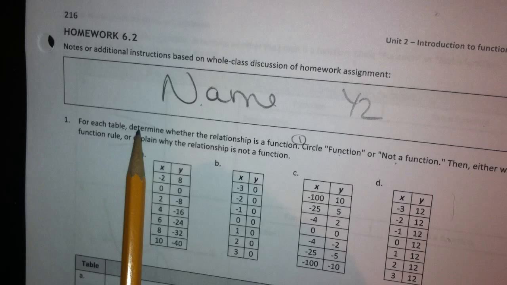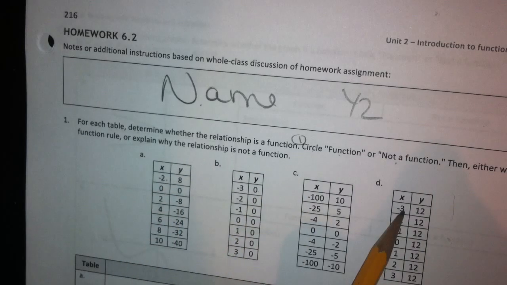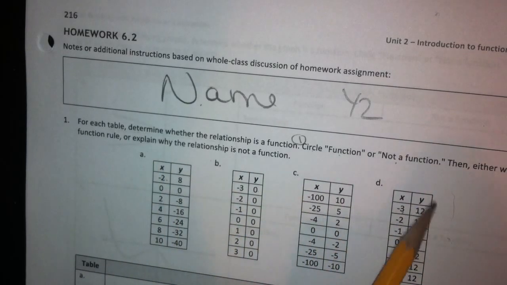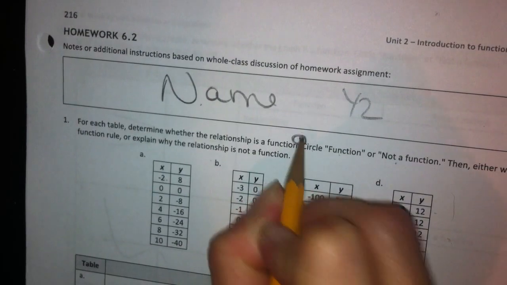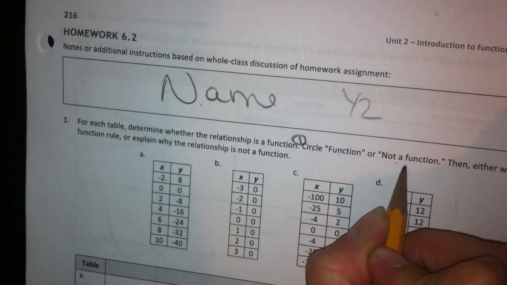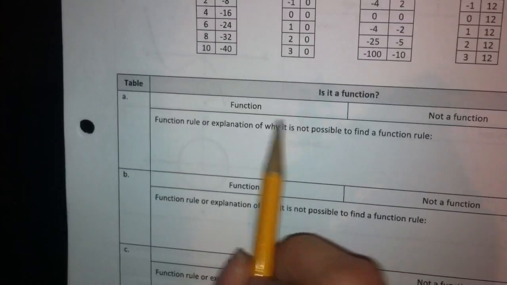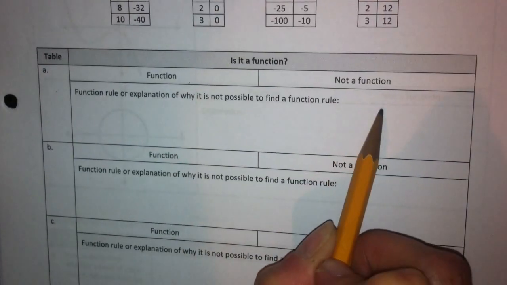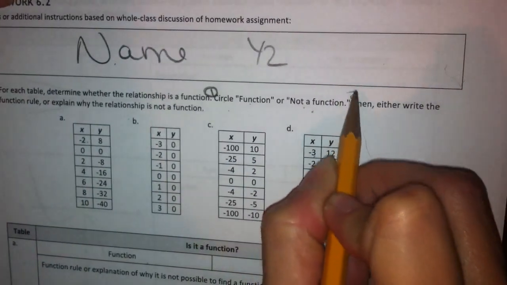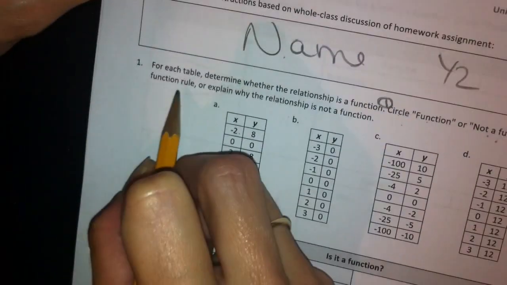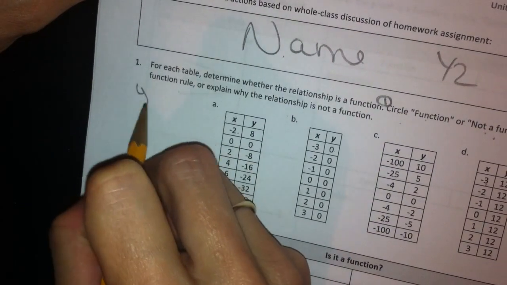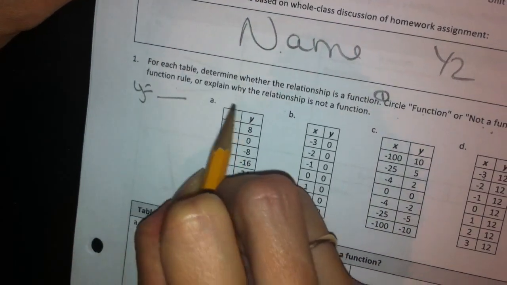It says for each table, there are 1, 2, 3, 4 tables labeled A, B, C, and D. We need to, number 1, circle function or non-function. And what they mean is down here. So for table A, we should circle either function or non-function. The second part of this is then write either the function rule, which starts with y equals, or explain why the relationship is not a function.